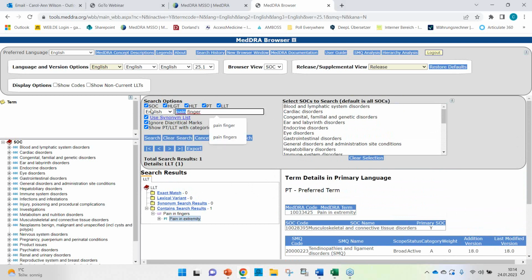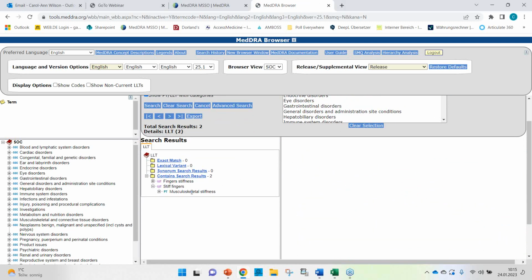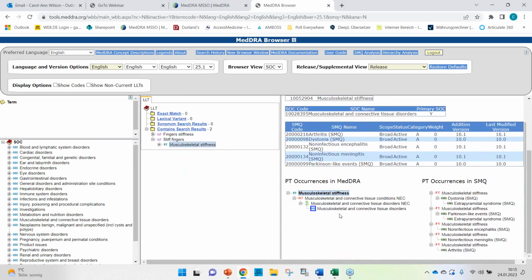Now let us look for stiff and finger and search. And here we have the stiff fingers, and it's grouped under musculoskeletal stiffness. Again, let us check the hierarchy. Here we are. And it's grouped under a different HLT, musculoskeletal and connective tissue conditions, NEC. So this would lead to different PTs if we would not consider the joint information as relating to the fingers as well.